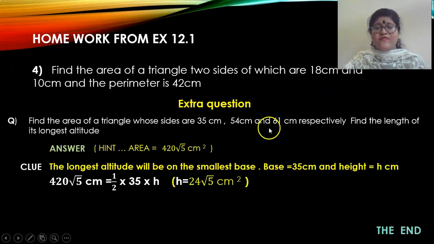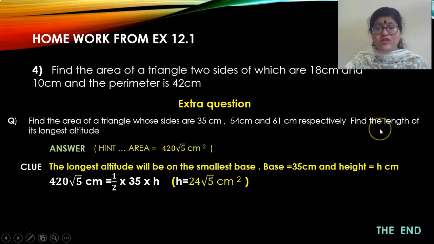Now this is a homework from 12.1. Find the area of a triangle, two sides of which are 18, 10 and the perimeter is 42 centimeter. We've done a similar question. Now this is an extra question which I have given along with a hint. The three sides are given. Use Heron's formula. You will get this as the area.